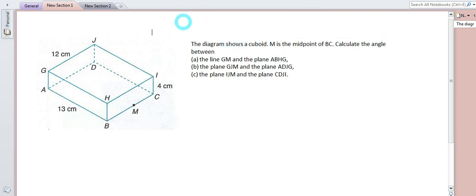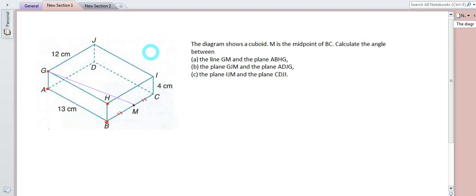The diagram shows a point Q and M is the midpoint of BC. So M is the midpoint, so these two are actually the same length. Calculate the angle between the line GM and the plane ABHG. So GM, I connect these 2 points first, GM. And the plane ABHG. Last video I talked about this one, right?